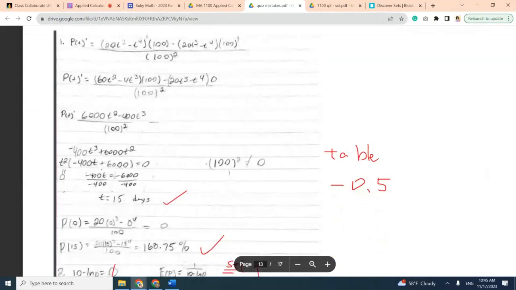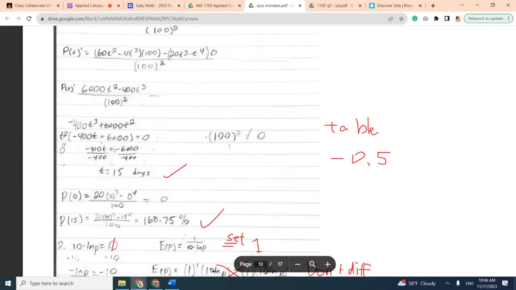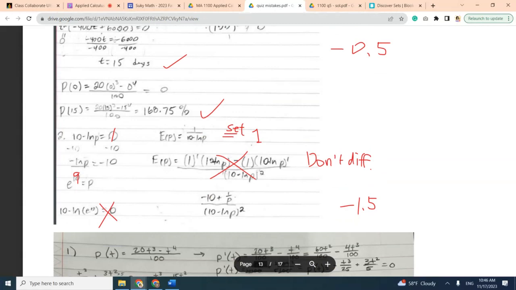And then here, let's see. Yes, you also used quotient rule, but you realize this is 0 and this is 0, so it's not needed. And yes, missing the table. Then set this equal to 1. Don't differentiate. Don't set it to 0. Just set it equal to 1, and then you find the p.